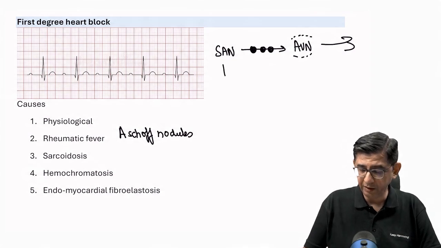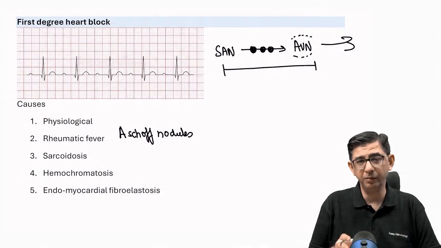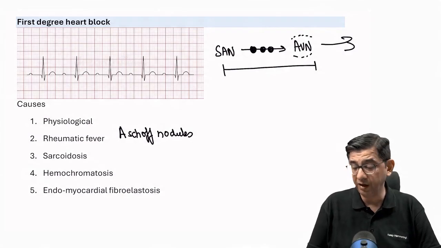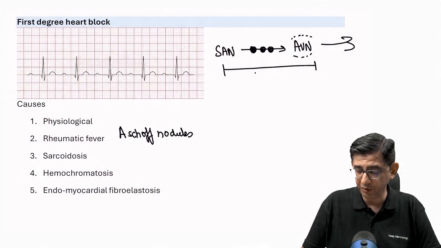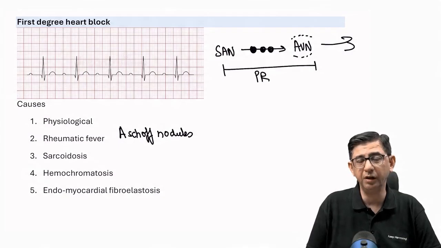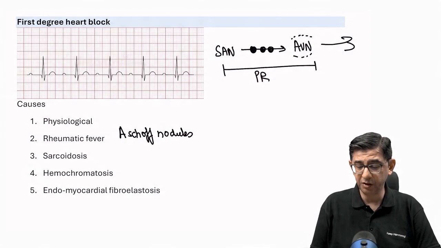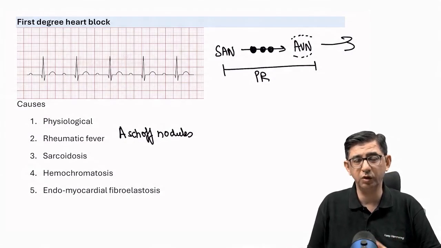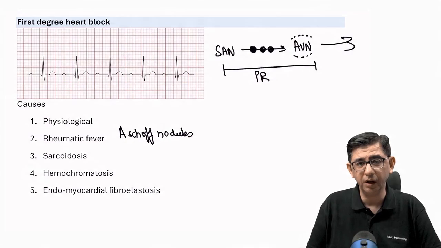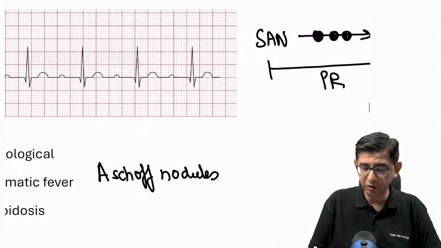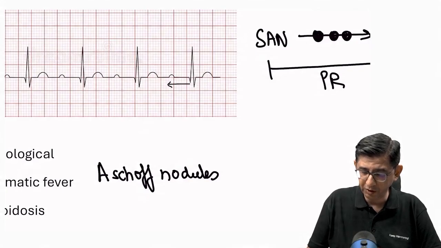This entire time that the current will take, starting from the SA node and exiting out of the AV node down into the bundle of His, this whole time is what is called the PR interval. And because here the conduction speed will become relatively slow, the PR interval will be prolonged. You can see here in the ECG of this patient, even if I don't count it, it is more than 5 small squares.